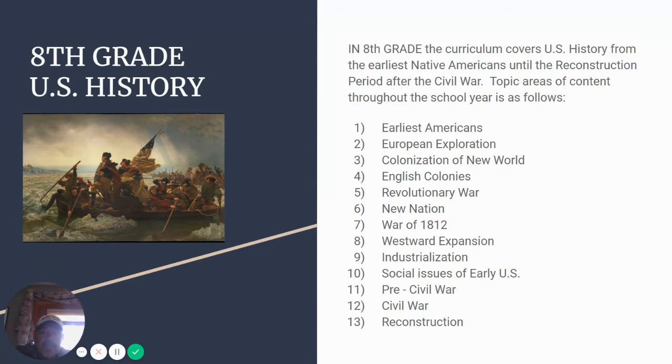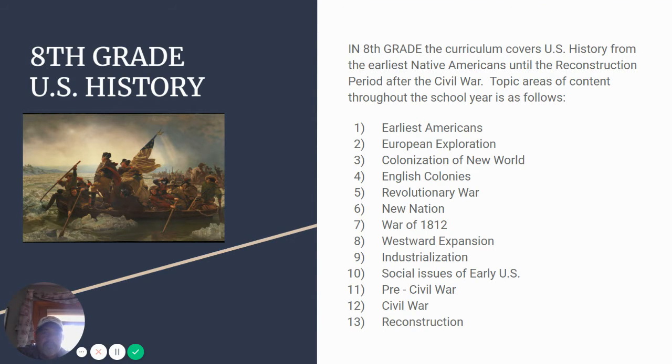8th grade. So if you're going to be an 8th grader, the curriculum covers U.S. history from the earliest Native Americans until the Reconstruction period after the Civil War. Topic areas of content throughout the school year are as follows. We'll start out looking at the earliest Americans, how they got here. There are some different theories. One, the land bridge, the other one's boats. We'll talk about those. We'll take a look at some of those groups, such as the Anasazi, the Mayan, the Aztec, and some of the other groups that are in other parts of North America.